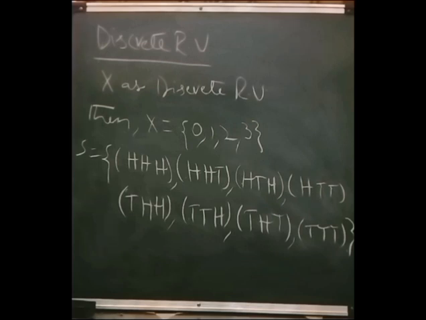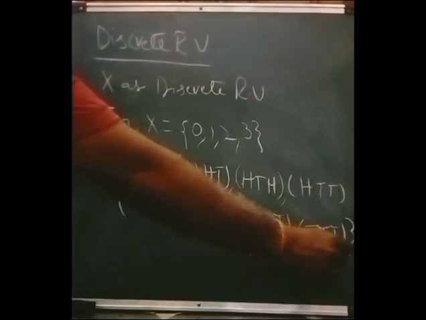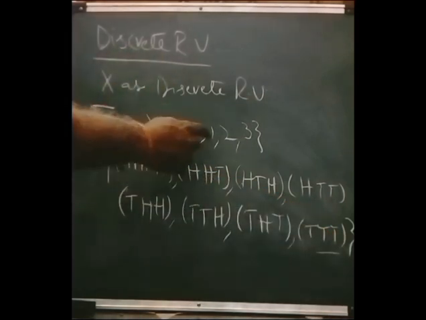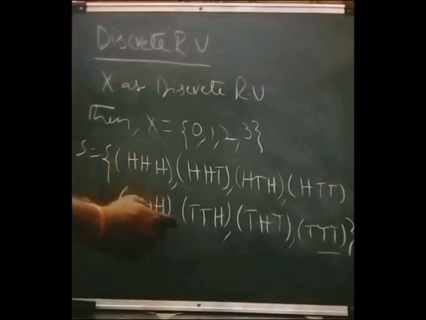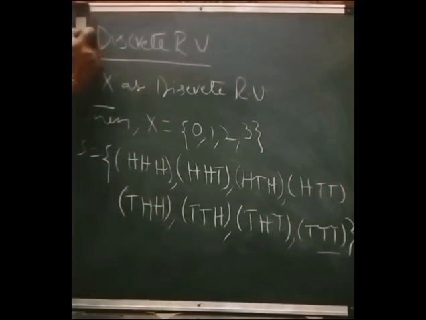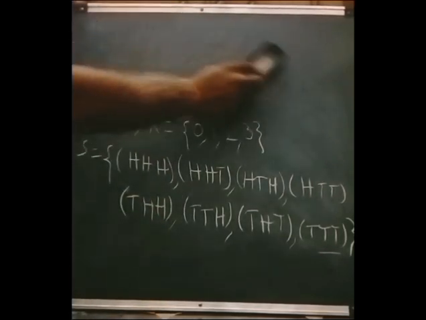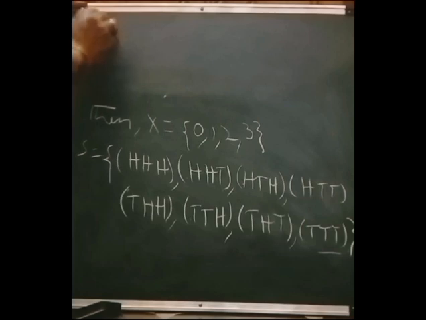So if this is the sample space, then we can assign the values for the random variable x as 0, that represents no heads, and only one head, where there are certain outcomes consisting of only one head, similarly 2 heads, and exactly all 3 heads. For this, the probability distribution table we can define as x and p of x.